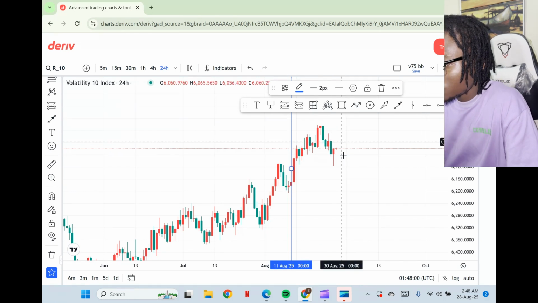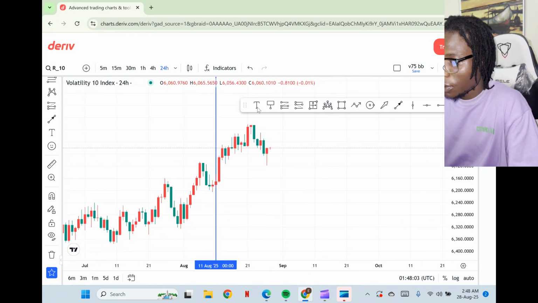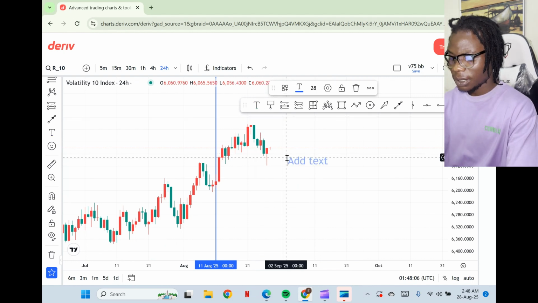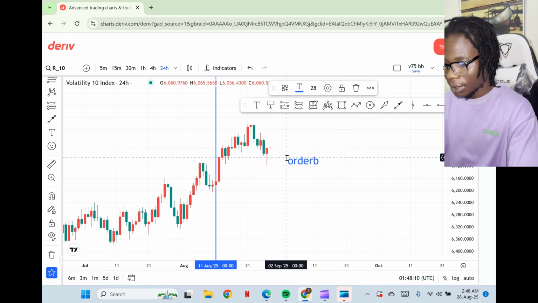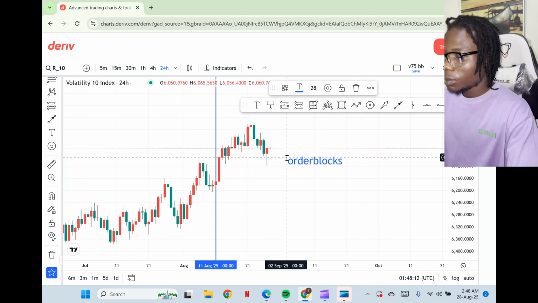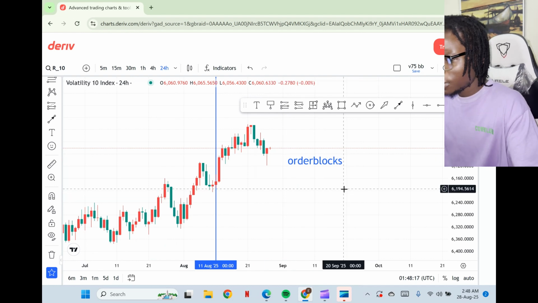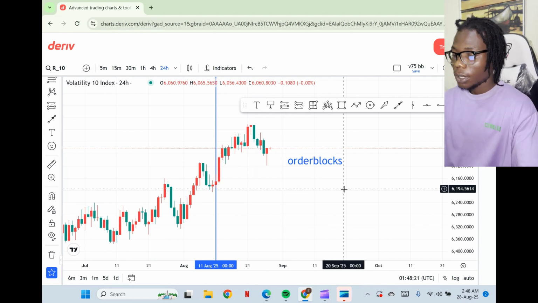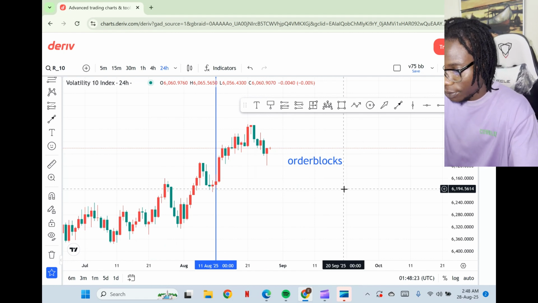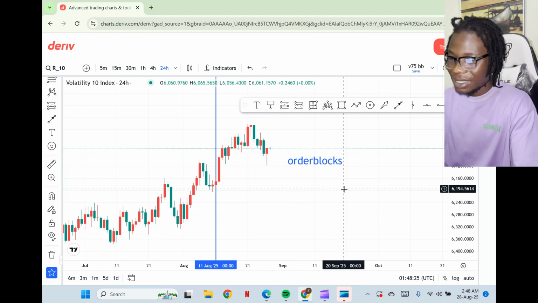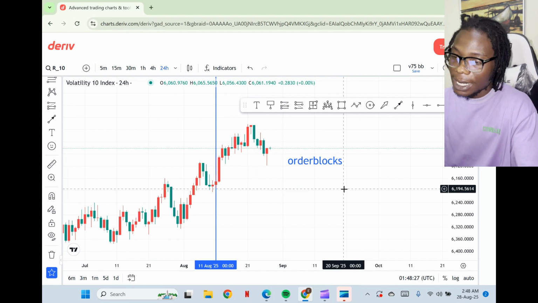Okay, today we'll be talking about the concept order block. Let me write it down. I know you guys have heard this word countless times. You hear order block, order block. How does it work? See, guys, calm down. Order blocks are very simple. This is found at the swing high and swing low.